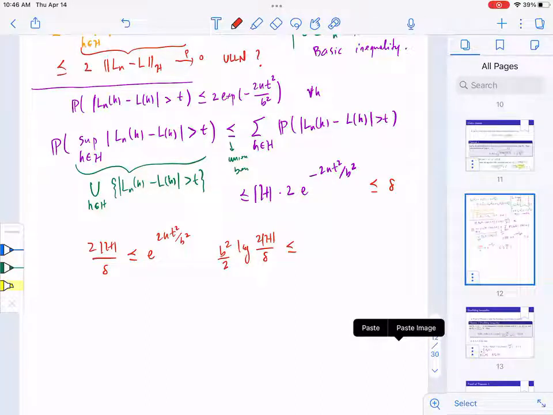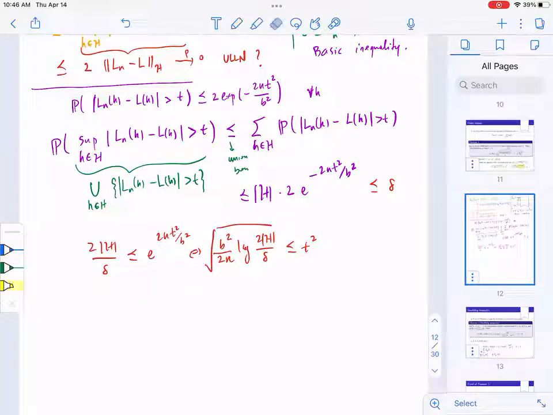Fine, t squared divided by b squared times 2n. If I take the log and then move things over, that's that. And so I take a square root, I get this. So t has to be at least this. I just take t to be as small as possible. So I'm just going to take t to be equal to this.